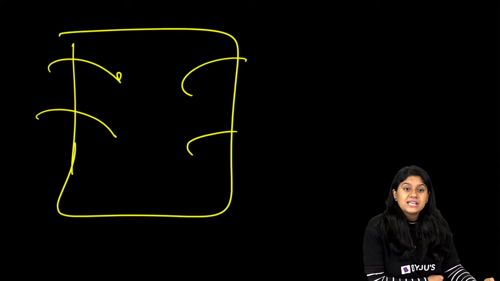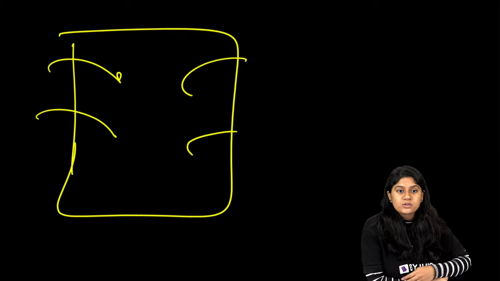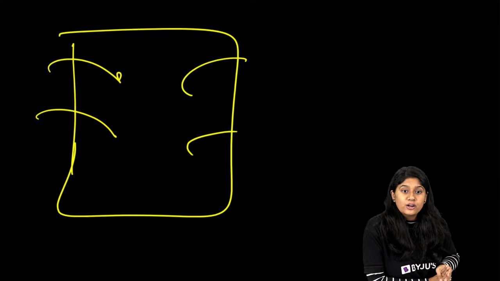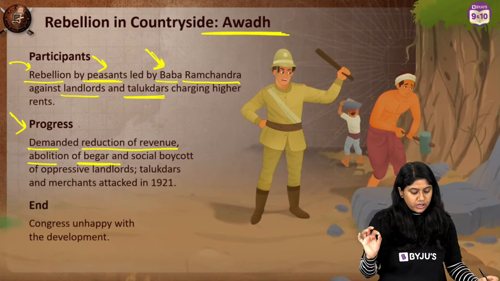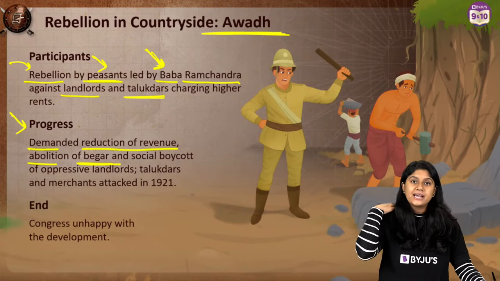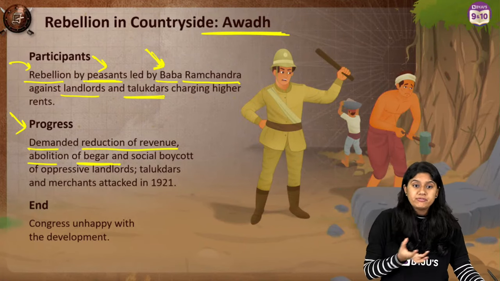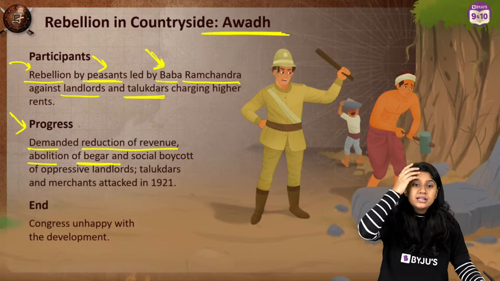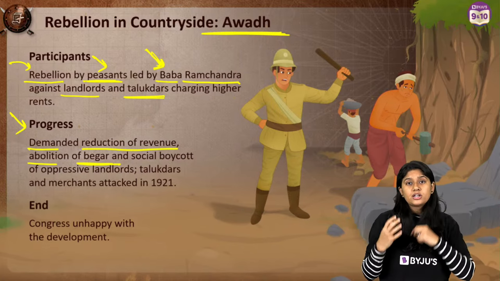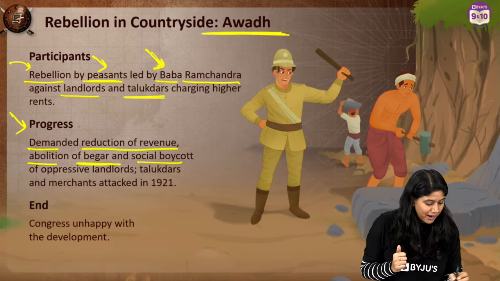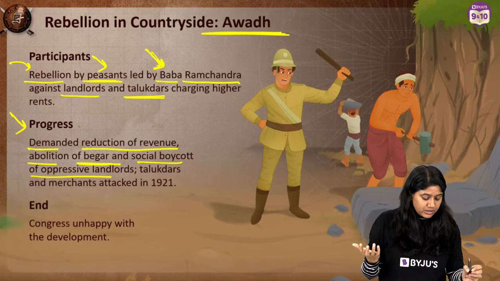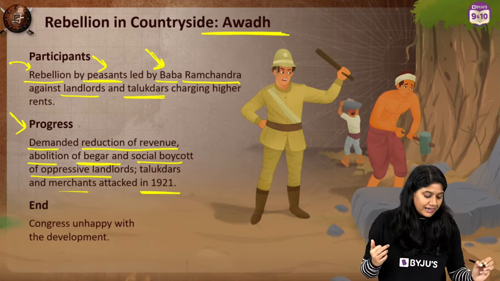Yes, I'll give you 2 minutes break after this particular topic. Picketed means to block the shops. Okay? Clear, all of you? Very good. So begar means no free work. If the person is working, the landlord should give the money to the people. Then social boycott of the landlord, talukdar and the merchant attacked in 1921.